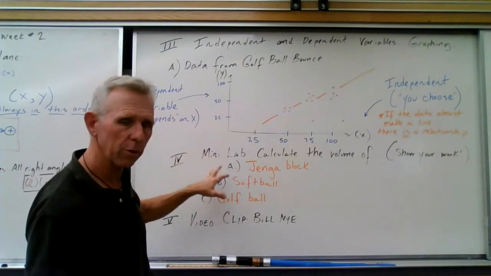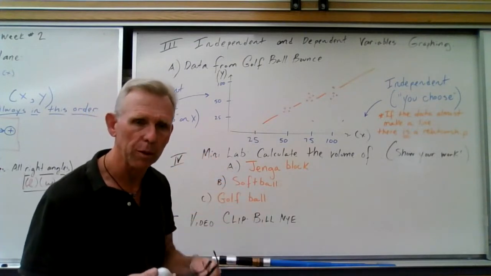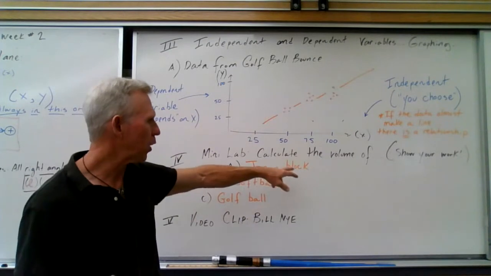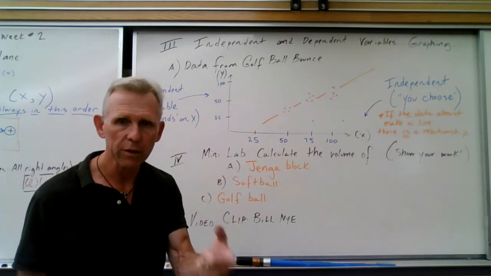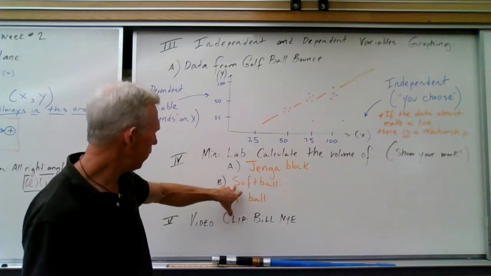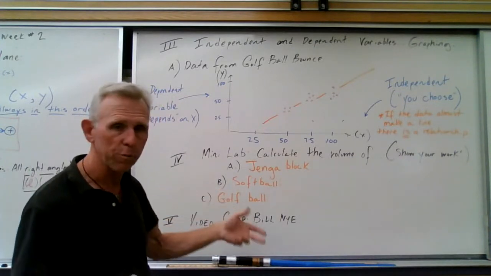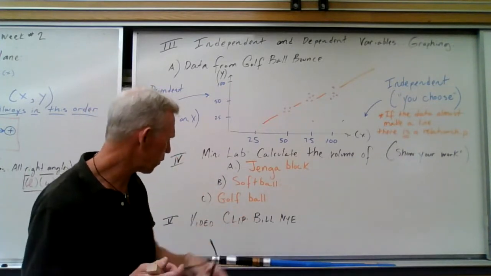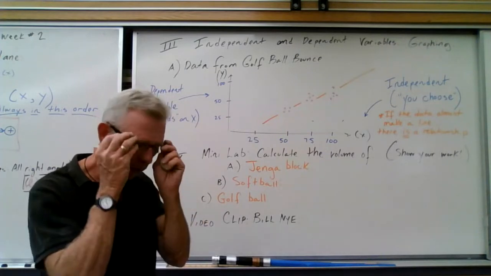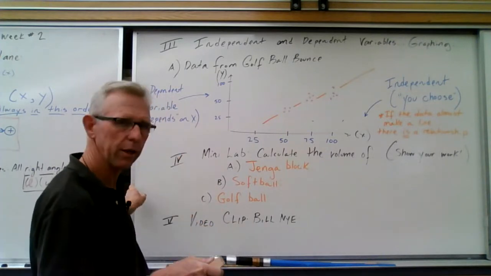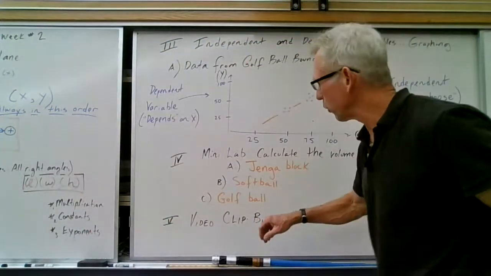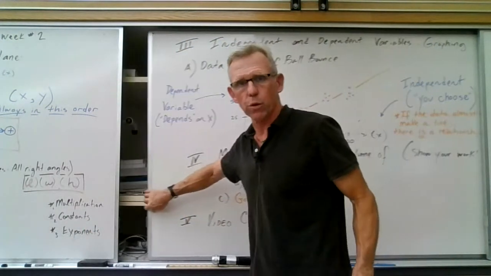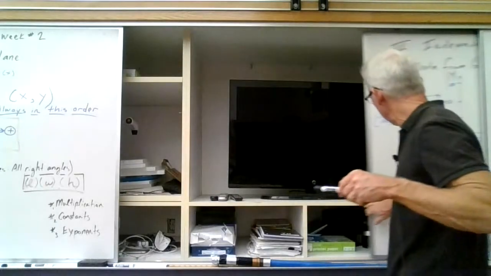In class, we took a little bit of time to practice with a little bit of math. We got the volume of a Jenga block, just a little square block, length times width times height. Then we did the volume of a softball and a golf ball. Now here's the golf ball right here. I'll use the softball as an example in just a second. We never did get to this Bill Nye clip today, a little bit too busy there. But on the softball, and again, let me switch to a blank whiteboard here for just a second.